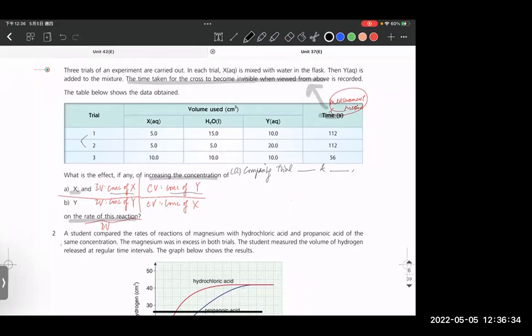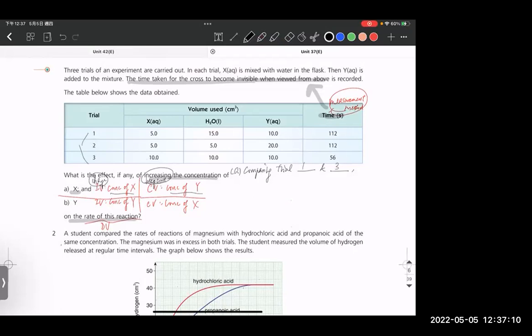If the independent variable is the concentration of X, it means that the concentration of X should be changed, so it should be different in the 2 cases. While for the control variable, you should keep this one the same, constant. Yes, 1 and 3 instead. Take a look at 1 and 3. For the A part, there should be 1 and 3 instead.